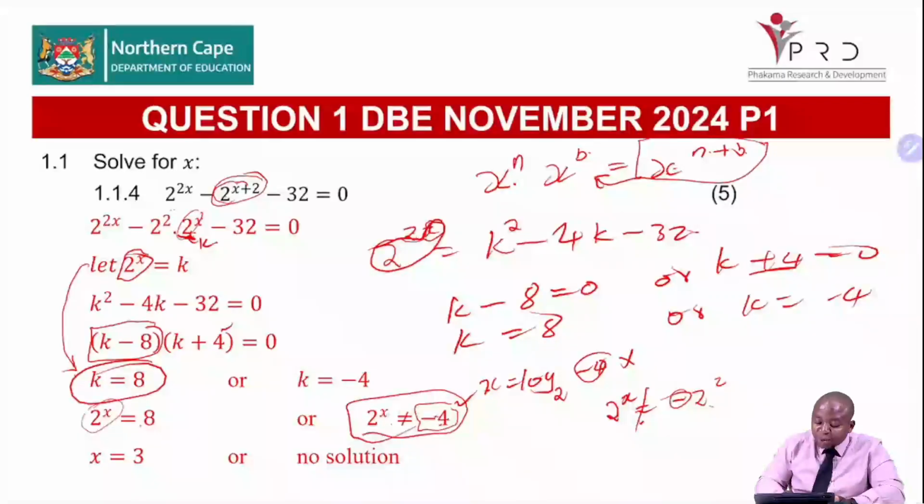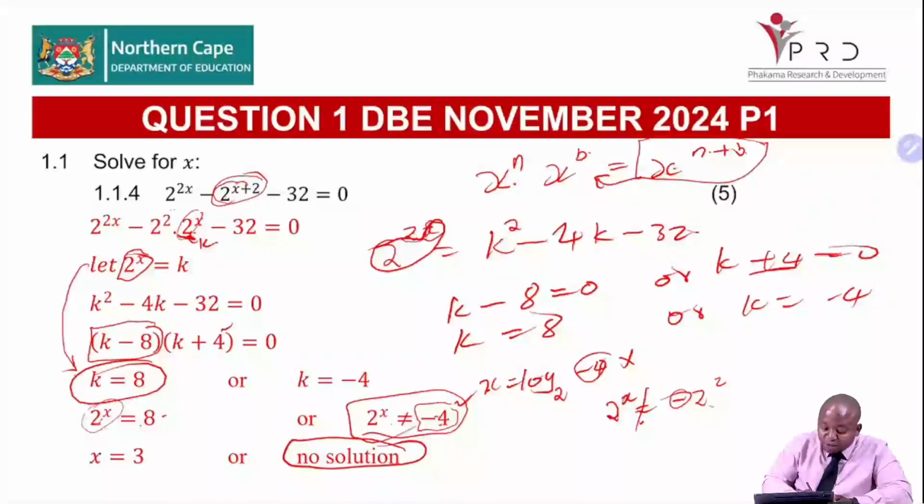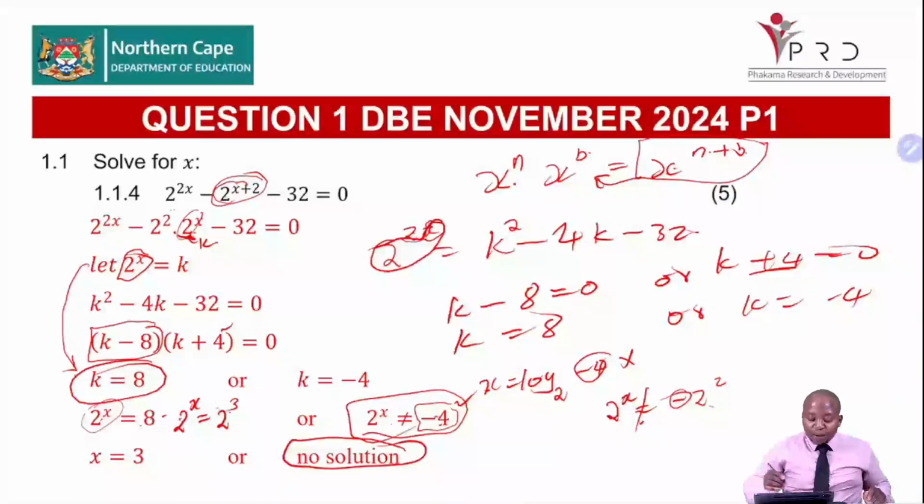That's why 2 to the power x cannot be negative 4, so we don't have a solution for the second part. But for the first part, I'm going to use the laws of exponents, and I say 2 to the power x is simply 2 to the power 3. So 8 is equal to 2 to the power 3. We have the same base, so I can equate the exponents and x equals 3. That's where I got my solution right there.